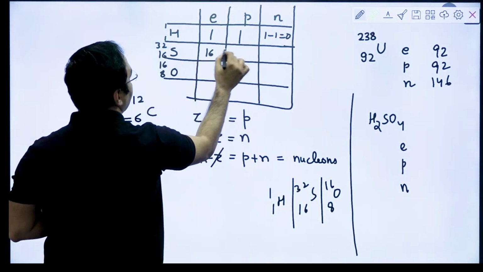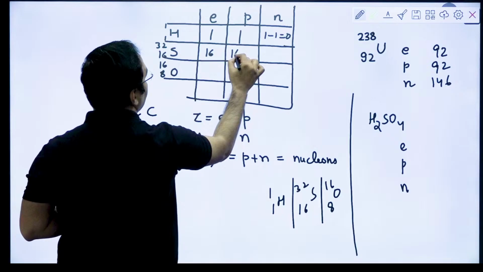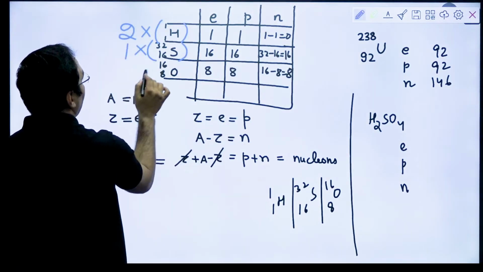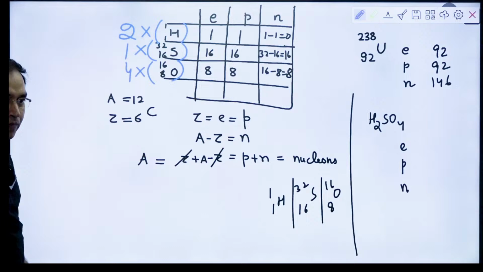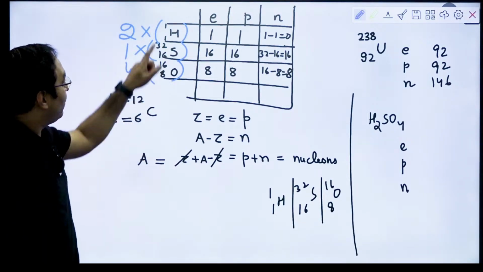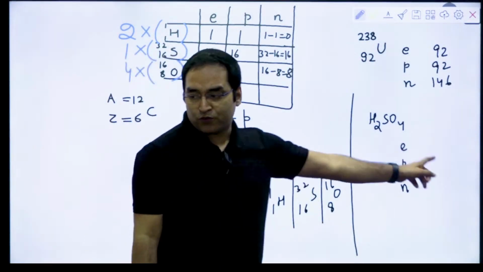Next case, 16, 16, 32 minus 16, 16. 8, 8, 16 minus 8, 8. But remember, you don't have just one hydrogen, you have two hydrogens, so multiply by 2. You have one sulfur multiplied by 1. You have 4 oxygen multiplied by 4. Multiply तो करना पड़ेगा because I'm not solving for HS, so I'm solving for H2SO4.